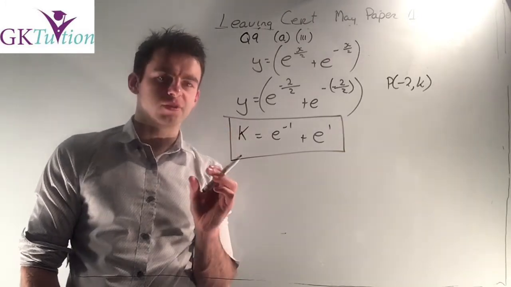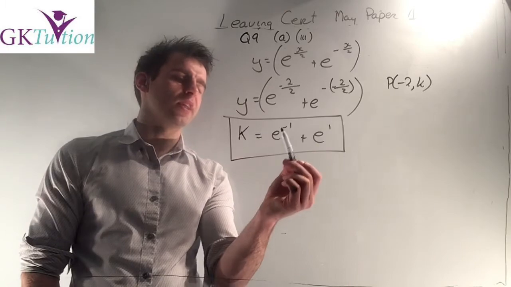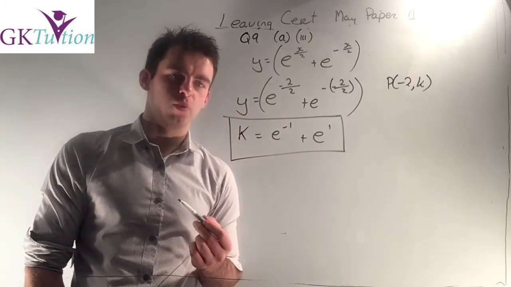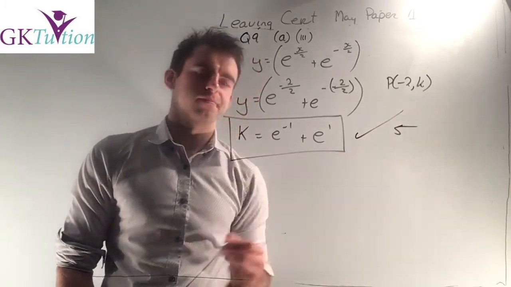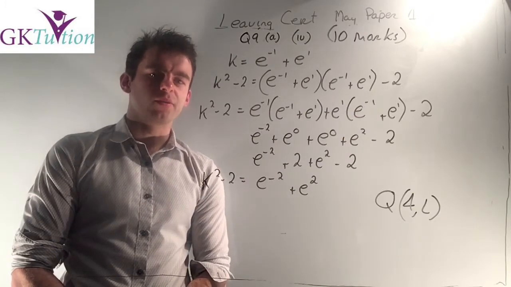And it asks me to leave my answer in terms of e. So k is equal to e to the minus 1 plus e to the power of 1. And there's 5 marks going for that. Okay, there was 10 marks going for the next bit.